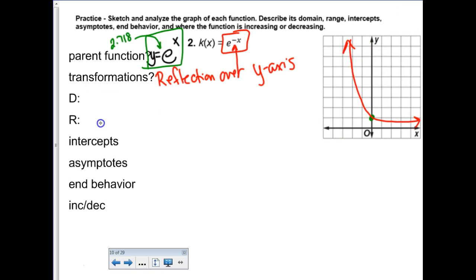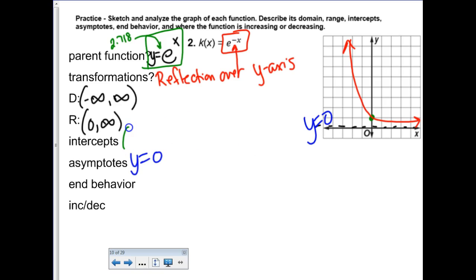The domain is still negative infinity to infinity, because it is always infinite. Now the range, even though it's decay, is still 0 to infinity. Range measures from the lowest to the highest y value. So there is still an asymptote at y equals 0. I'll jot that down right there, y equals 0. The intercept is still at the ordered pair (0, 1). That doesn't change. The end behavior, however, now that it's been reflected, is going to be a little different than e to the x.